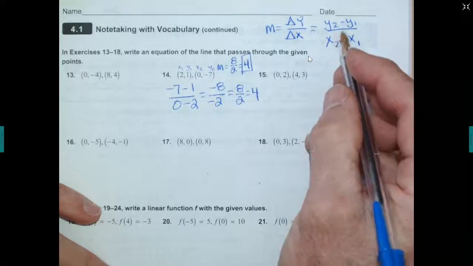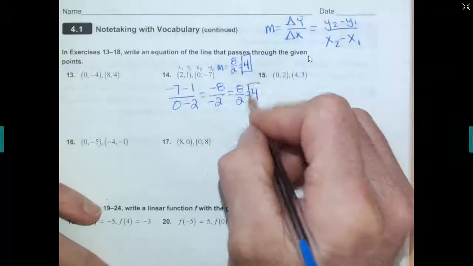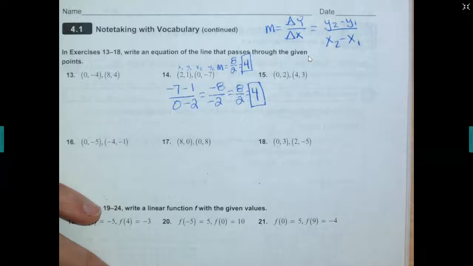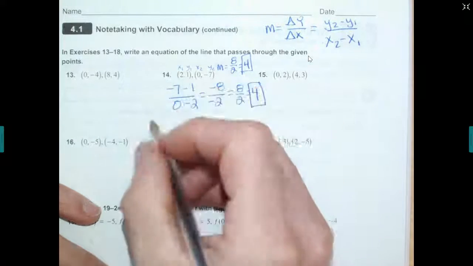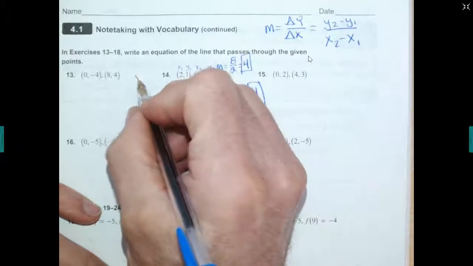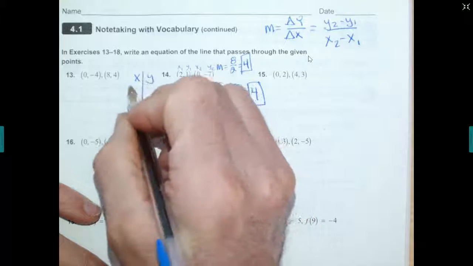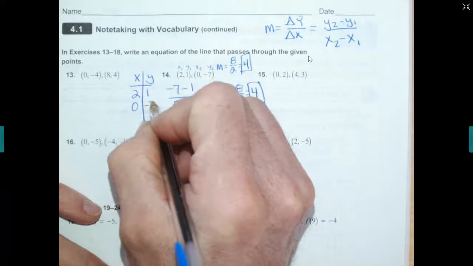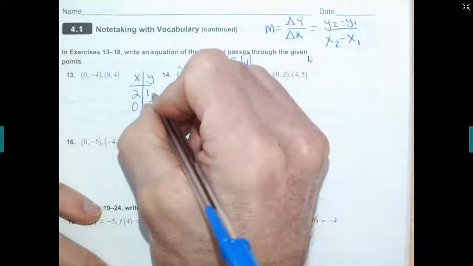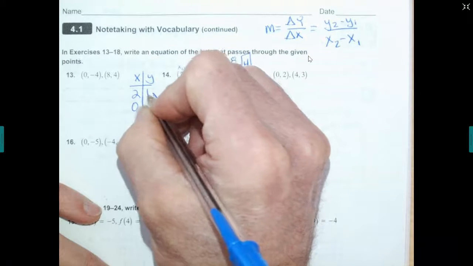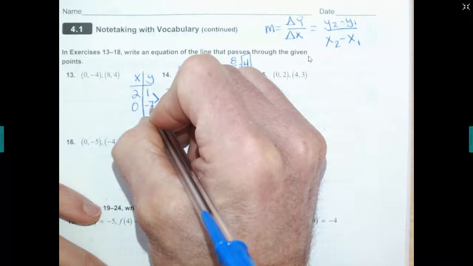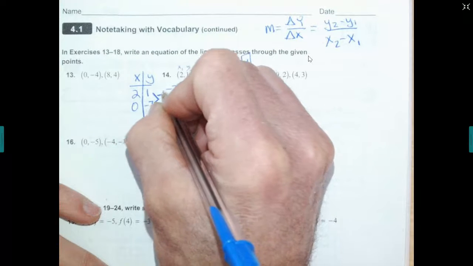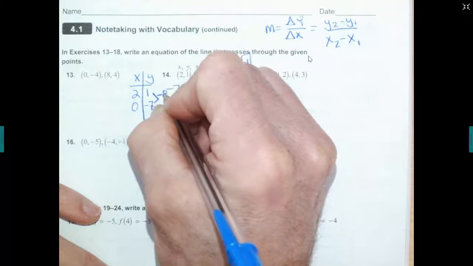I did my slope formula, and I got a slope of 4. Now let me show you one more way to do this, and that's in a table. If I have x and y, I have 2, 1, 0, negative 7. My change here, going from 1 to negative 7, is subtracting 8.